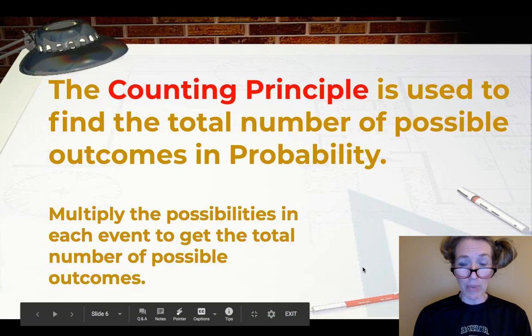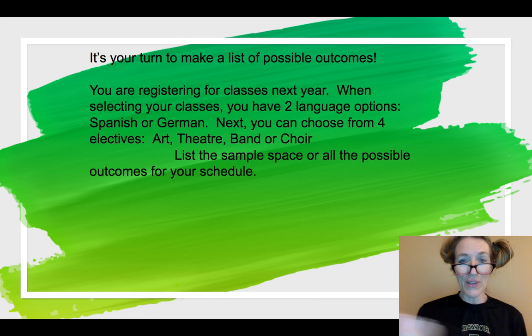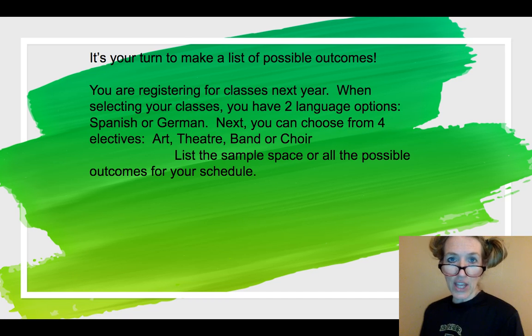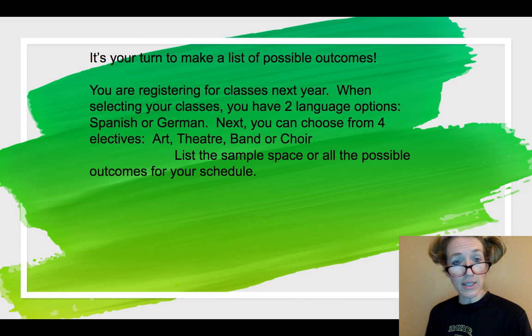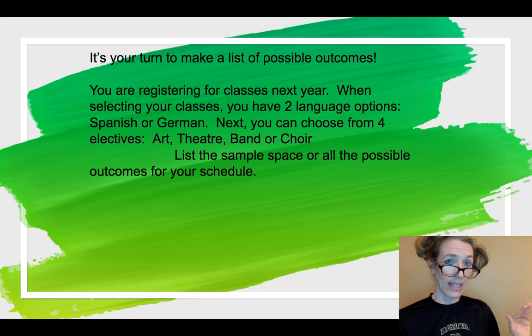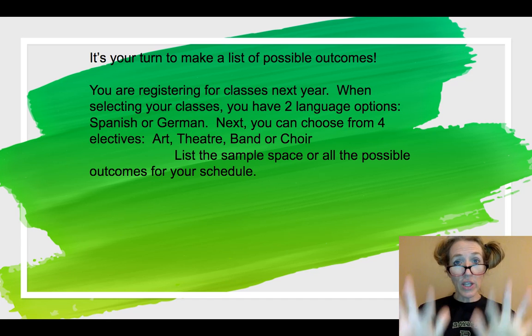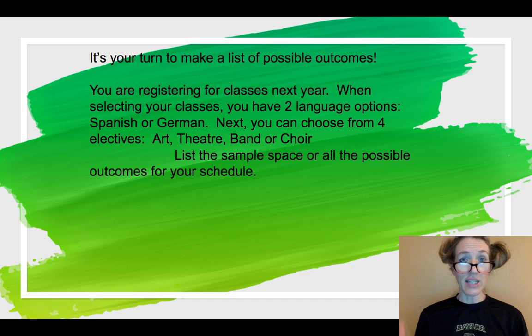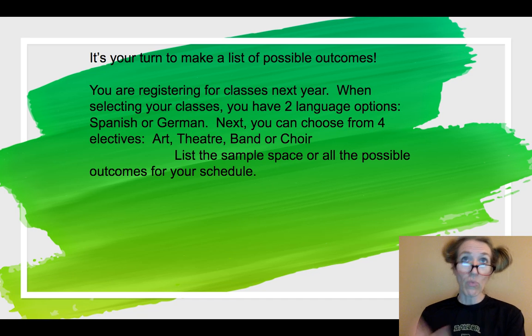So let's work another example together. And this is very timely because you'll be making your schedule soon for the fall, for next year. So if you're registering for classes next year, and let's just say that you have 2 language options. You could pick from Spanish or German. Now, you also have 4 options for electives. You could pick from art, theater, band, or choir. So you can pick 1 language and 1 elective. I want you to create the sample space by making a list of all the possible choices that you could have in your schedule. Put a pause in the video and see what extensive list you can come up with from all the options.